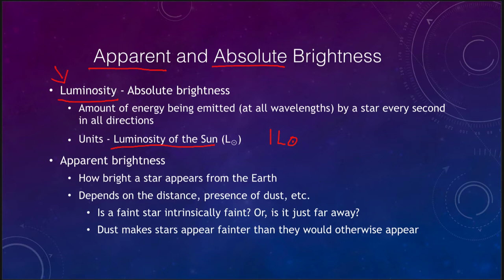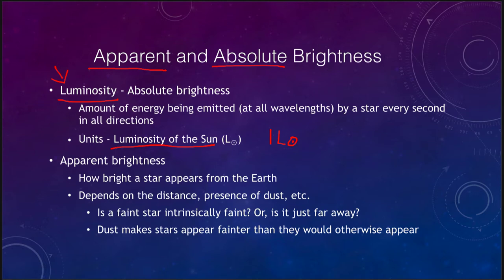So a very faint star might have a tenth or 1/100th the luminosity of the sun. Very bright stars might have hundreds or thousands or even more times the luminosity of the sun. But it is all compared to the sun as a convenient measure. Now that's the absolute brightness. That is how much energy a star is actually putting out.